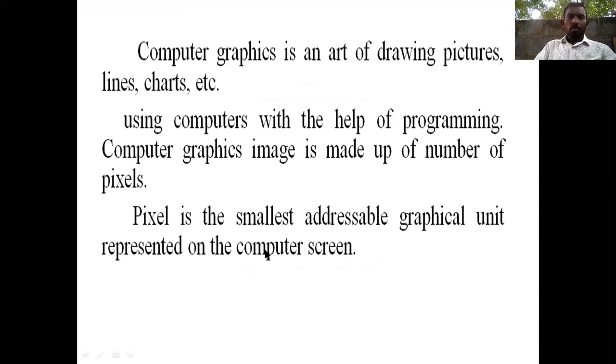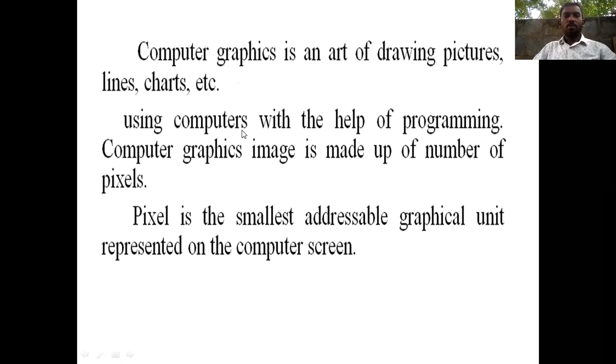Computer graphics is an art of drawing pictures, lines, and charts. It is called computer graphics. Computer graphics is an art of drawing. First one is drawings, next one is pictures, and next one is lines and charts. This is known as computer graphics.